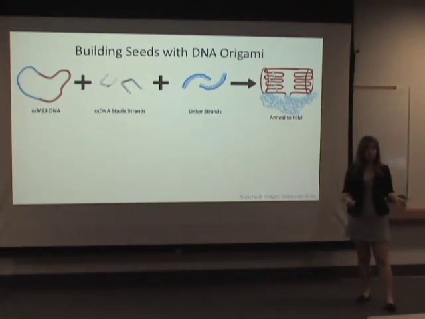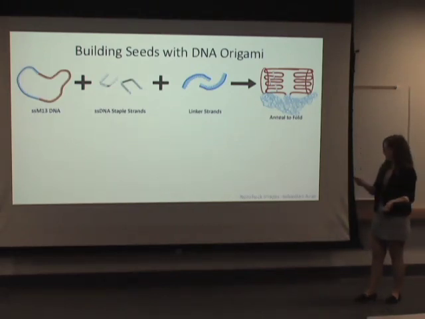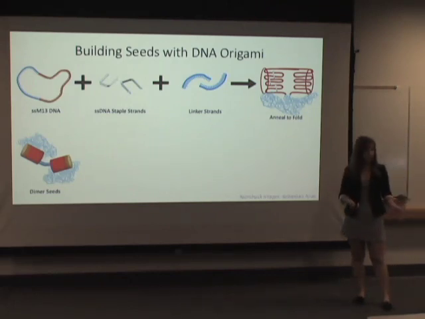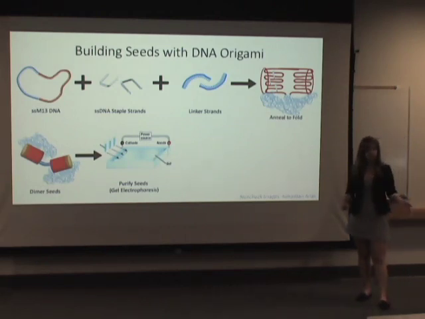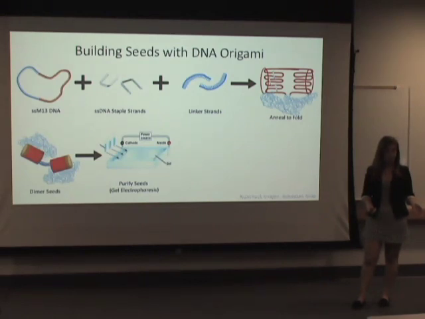And so after that, we will mix the two separate seeds, and the linkers will connect and dimerize, and we have our seeds. So the next step is to purify our seeds, and to do this, we use gel electrophoresis. And so what this is, we put our seeds into an agarose gel and run an electric current through it.